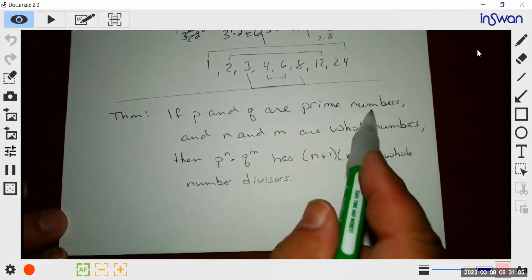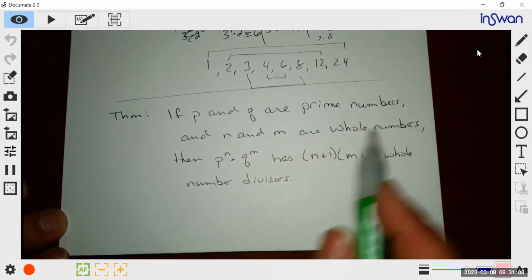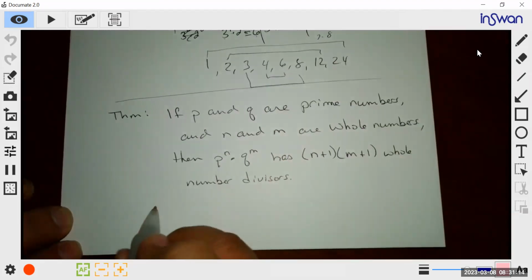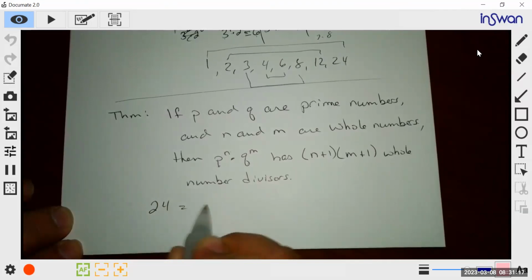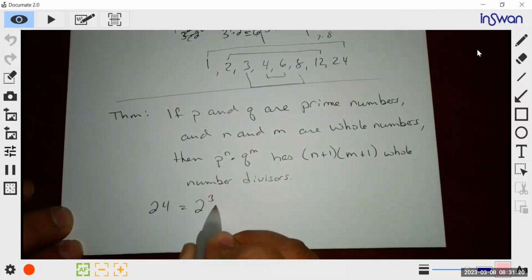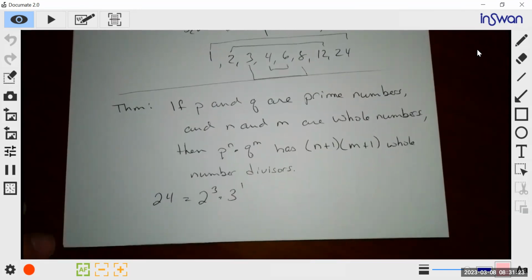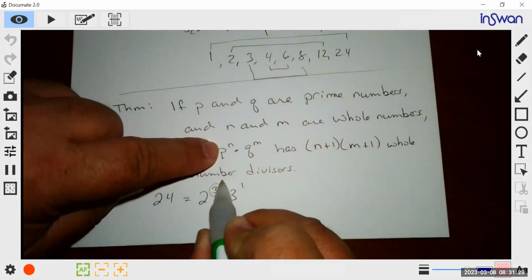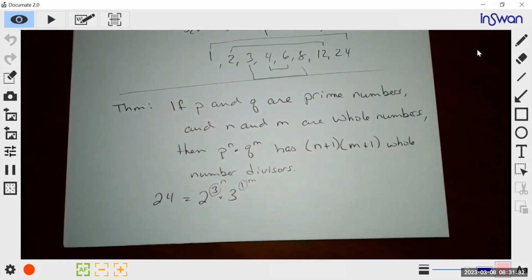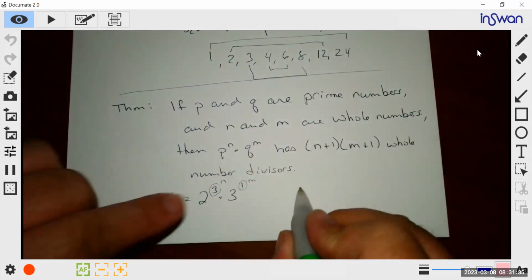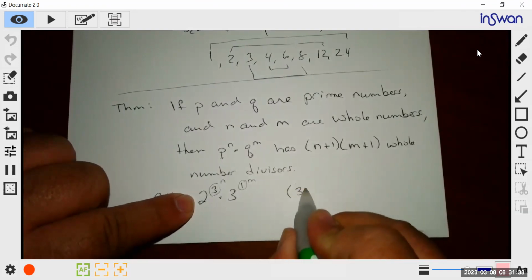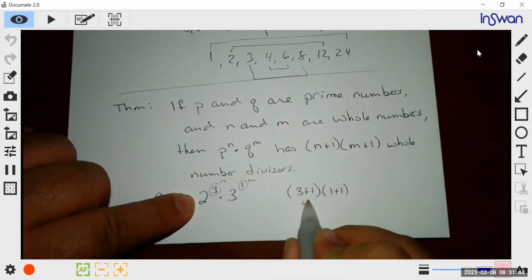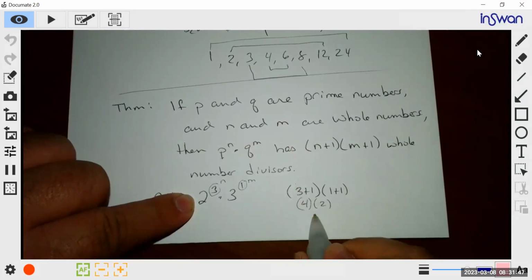If P and Q are prime numbers and M and N are whole numbers, so we have P to the power N. These are the prime numbers. This is how many times they occur. Let's look at our example here. 24 equals 2 to the third times 3 to the first. This is our N. This is our M. So according to this, we have 3 plus 1 times 1 plus 1. 4 times 2 equals 8.